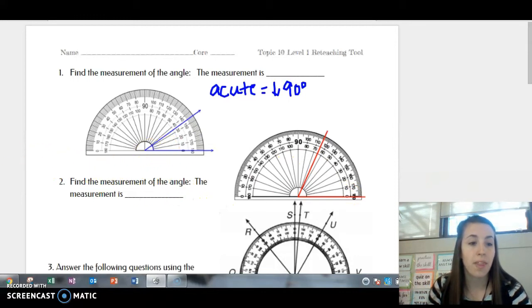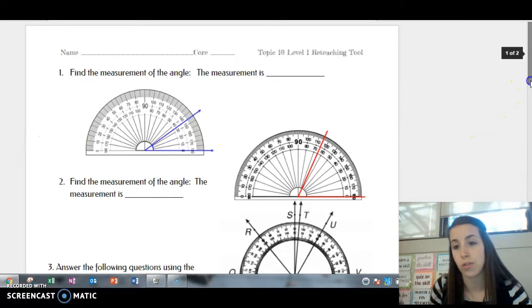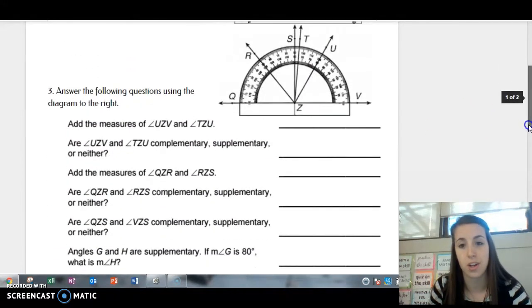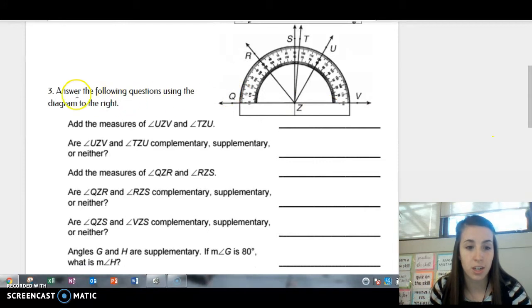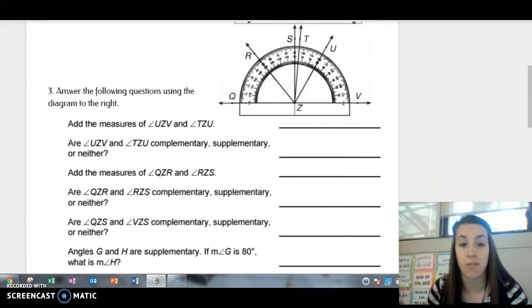Okay. Then the next thing you're going to do is scroll down and go to this new protractor. This new protractor has many different angles on it that you need to find the measurement of. I also want you to note that not all of the measures start at 0. But we'll go ahead and look at this first one.